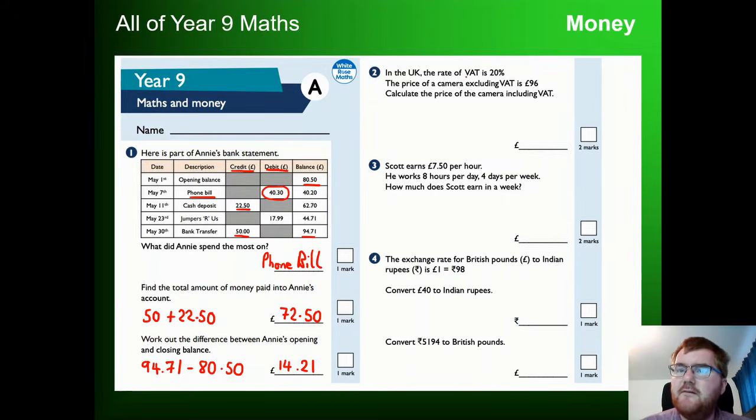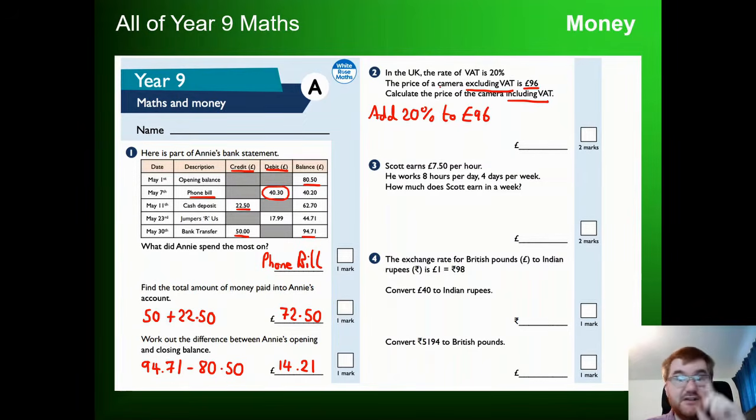Now in the UK the rate of VAT is 20%. Back in the old days it was 17.5%, so 20% is easier to deal with. The price of a camera excluding VAT, so without it, is £96, and we need to calculate the price of the camera including VAT. So what we want to do is add 20% to £96. Now we saw this in the percentages section. If we're increasing by 20%, that's equal to 120%, which as a decimal will be 1.2. So the nice easy calculation here is just take our 96 and multiply it by 1.2.